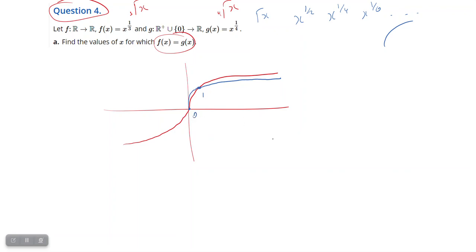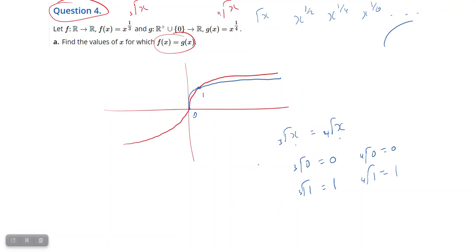Why? Because when is the cube root of x equal to the fourth root of x? Well, it's saying what number's cube root and what number's fourth root are the same. Well, there's only two values that are the same, because the cube root of 0 equals 0, the fourth root of 0 equals 0, and the cube root of 1 equals 1, and the fourth root of 1 equals 1. So you've only got two possibilities.